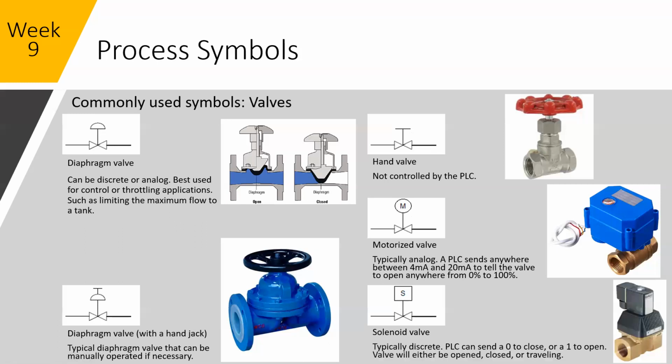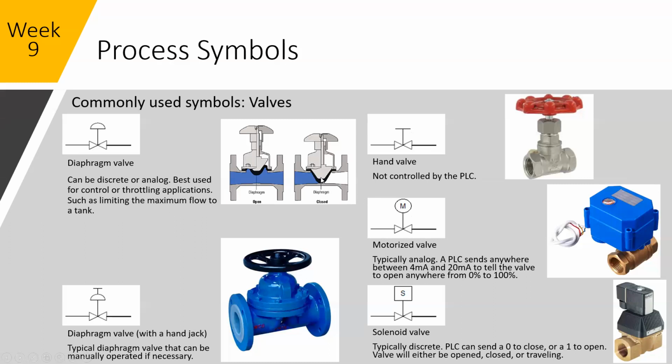This last one here is a solenoid valve. Solenoid valves are typically discrete. I've never encountered a non-discrete solenoid valve. They're set up where a digital output would be used to either close or open the valve, depending on if it was a normally open or normally closed valve. The solenoid is a magnet that would then either push or pull the valve open or closed.